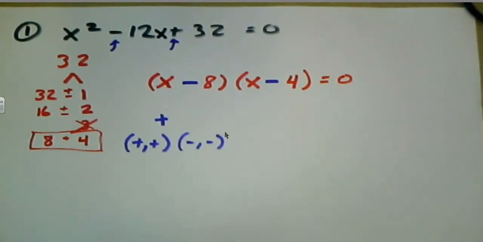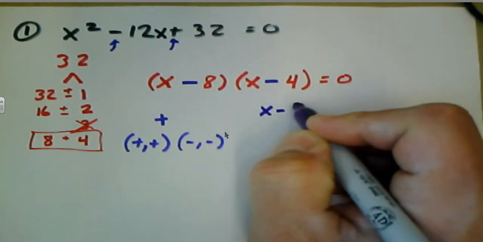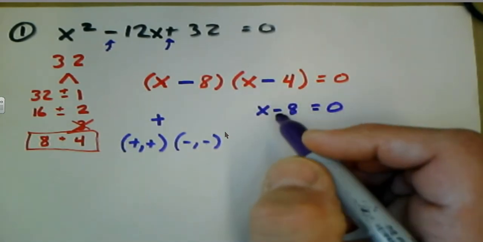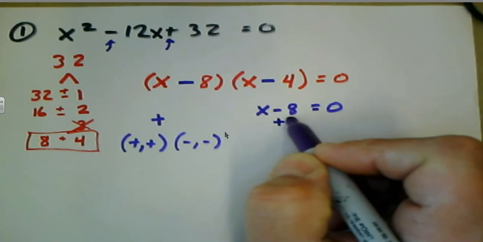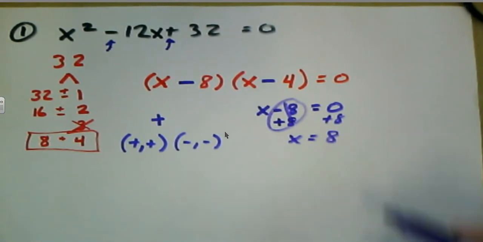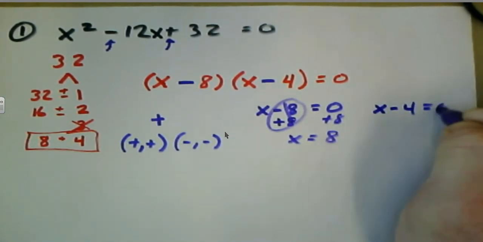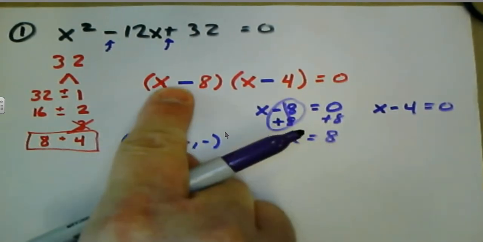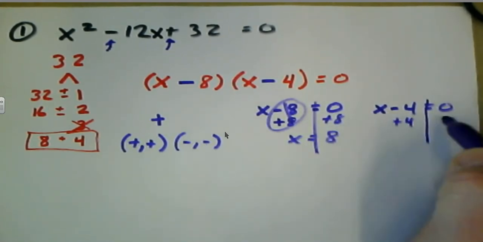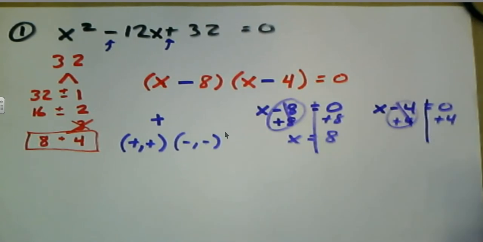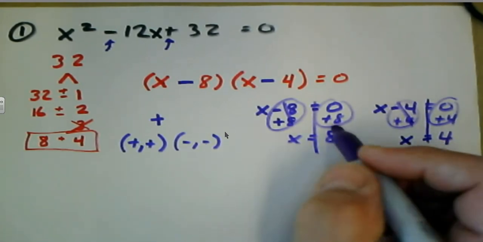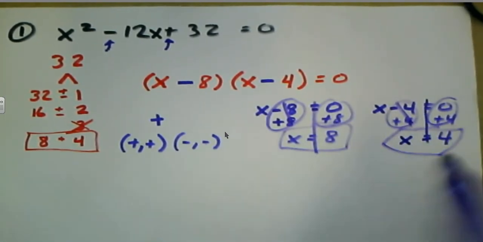But we're not exactly done, because we have to set these to what? To 0. Each one of these is equal to 0. So x minus 8, we do its opposite, which is plus 8. Our opposite operations are gone. We have x equals 8. And we have x minus 4, this one here, equal to 0. And we solve this one. Well, we're just going to add 4 to both sides, opposite operations. x equals, and 0 plus 4, like 0 plus 8, is 4. So these are our x's.